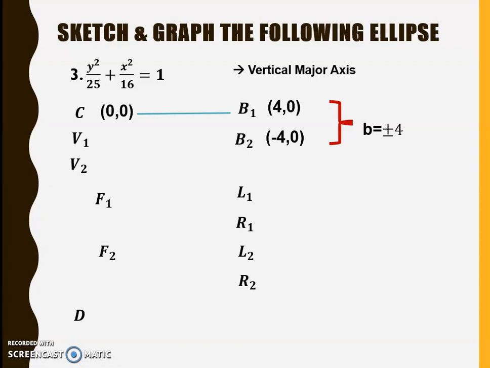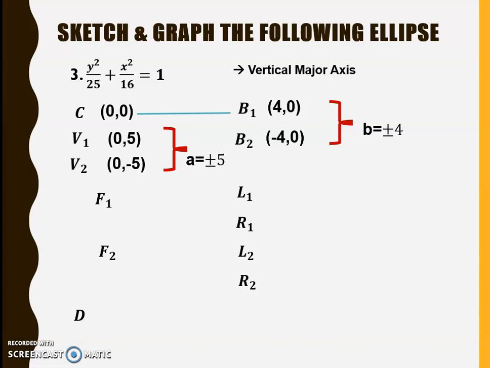How about the vertex? The vertex is represented by a, right? For the value of a, a squared equals 25, or simply a equal to plus or minus 5. The movement of the vertex will be up and down, or changes in y's. So therefore, vertex 1 will be 0, 5, and the other will be 0, negative 5.